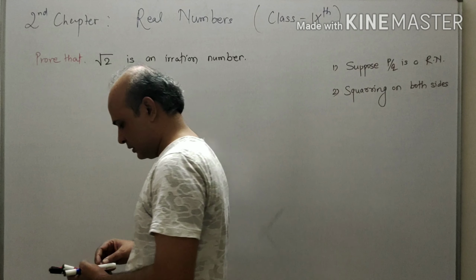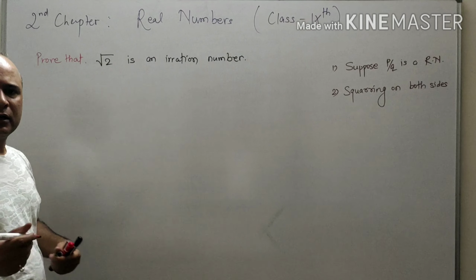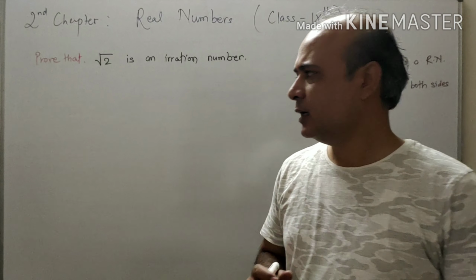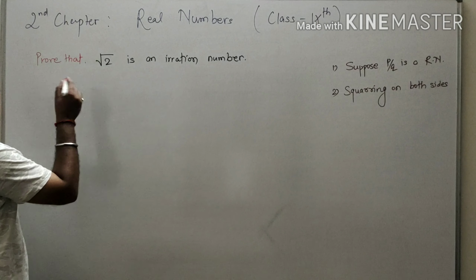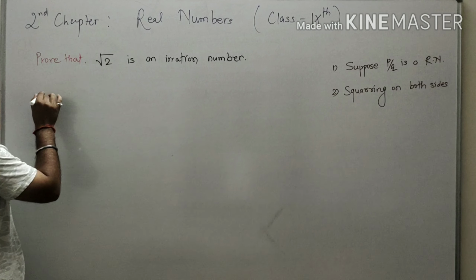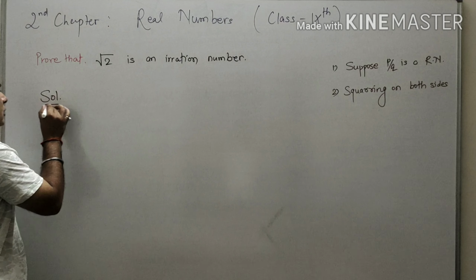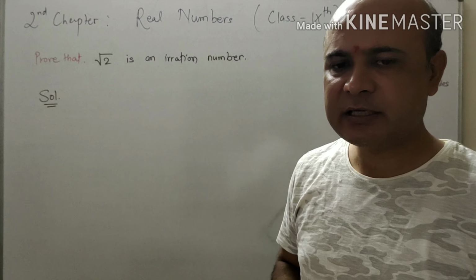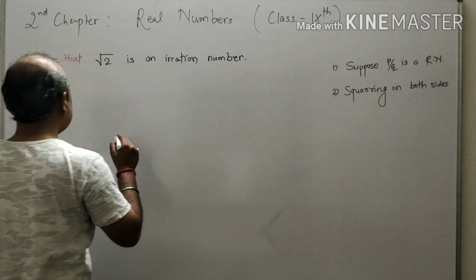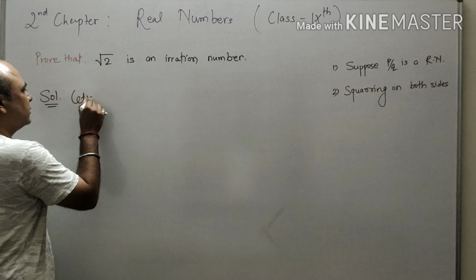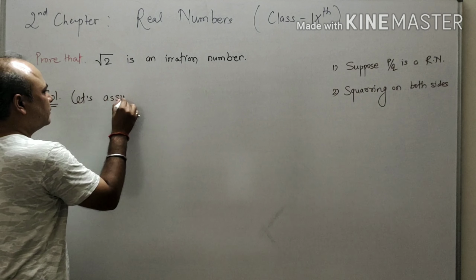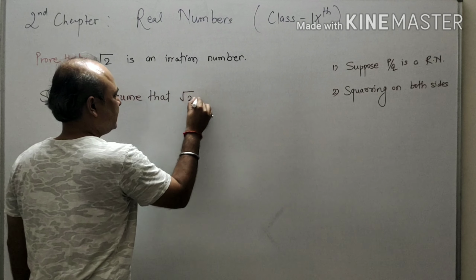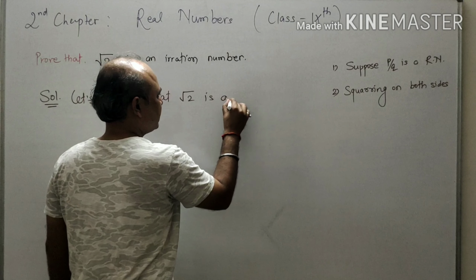So student, we will start the solution. We are going to assume that root 2 is a rational number. The solution is, what we will write student? Solution is, let us assume that root 2 is a rational number.